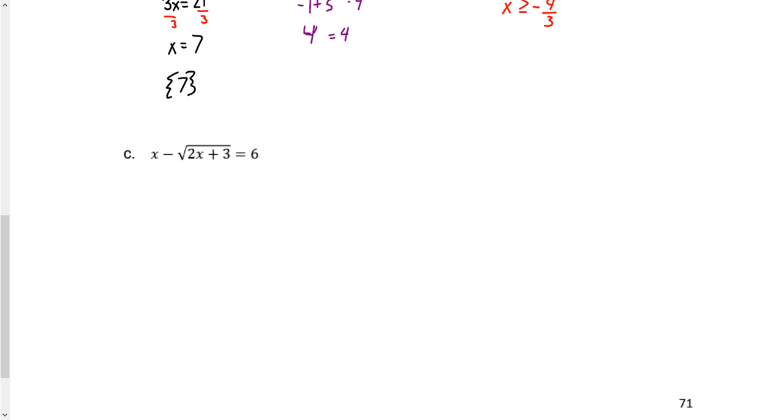Last example on this page. A little bit trickier. So there's multiple ways of doing it, and some of you will do it one way, some of you will do it the other. I'm just going to subtract an x. But subtracting an x, I'm still going to have that negative in front of that radical.